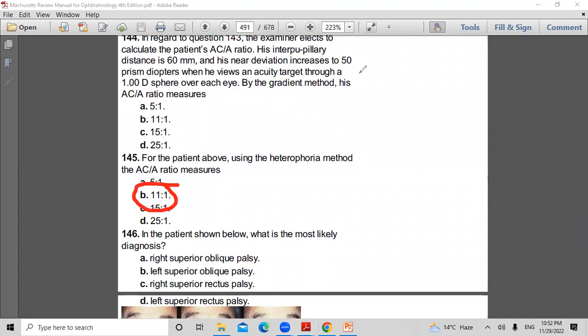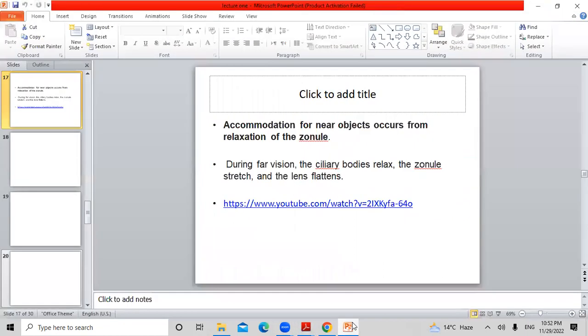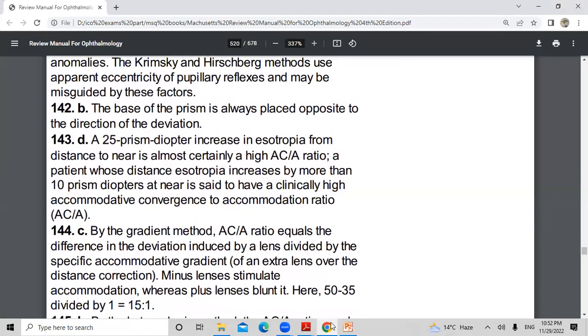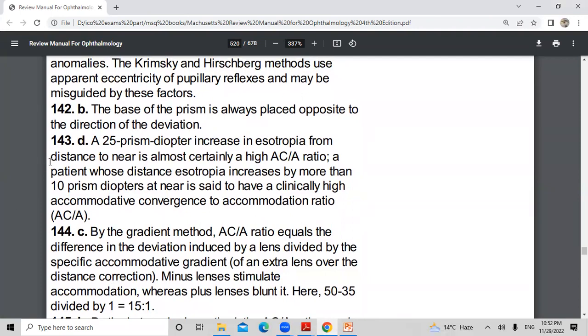The answer. Now you will read the answer. If you have anything, I will explain it again. Okay? Are you confused or is it a little bit clear? A little bit. Okay, 143. Read it from here.